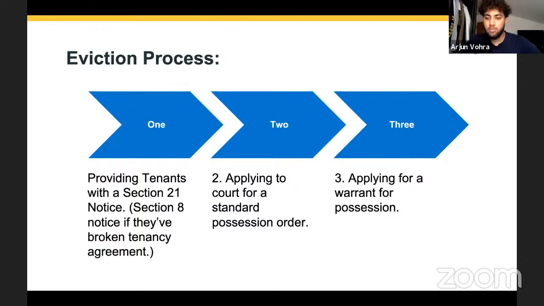It is important to note that just because as a tenant you have received a Section 21 notice from a landlord, that doesn't necessarily mean that you must immediately leave the property. Only the authority of the court can force a tenant to leave the property. A standard court possession order is not a normal order.